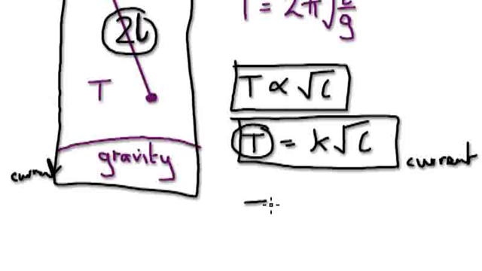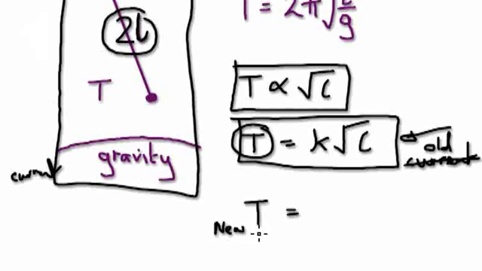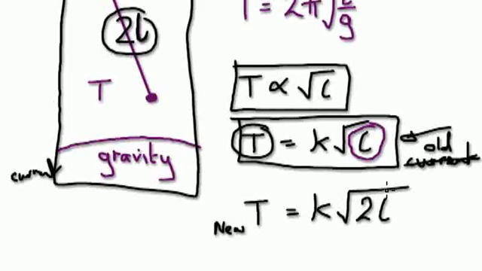So our new situation, this is our T new. Let's change the other one to old now. This is our T old. Now we've got to investigate T new, but the length is 2L. So it'll be K root 2L, because we are investigating a new situation where the length of the string is 2L, twice the length of this. So basically it was just L. Now the length is actually 2L.